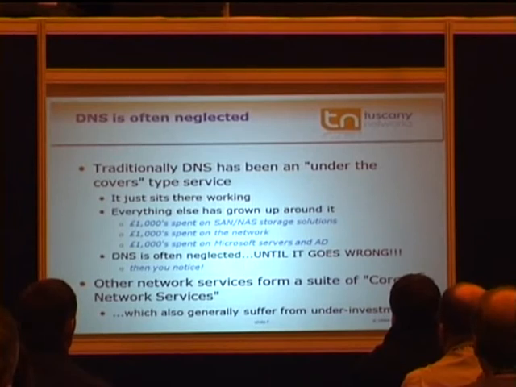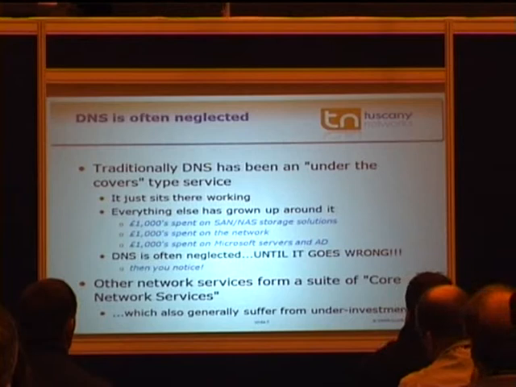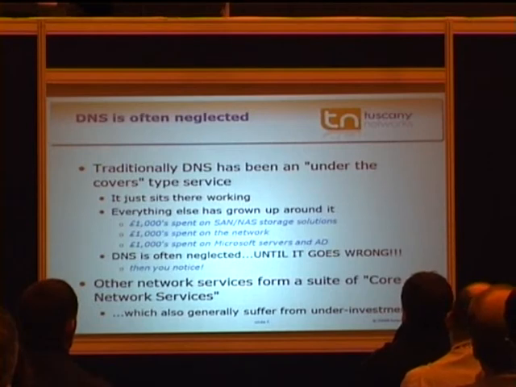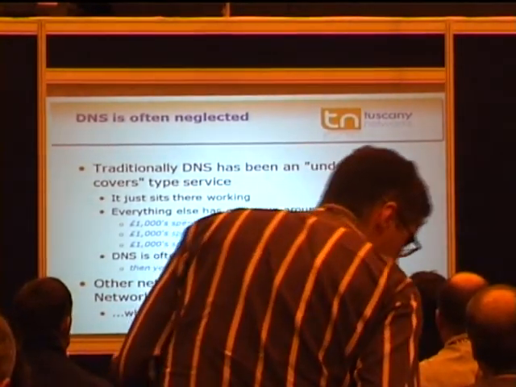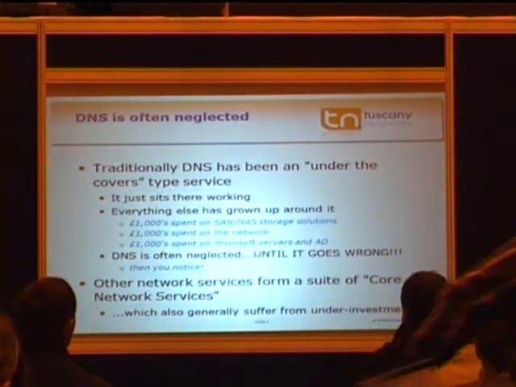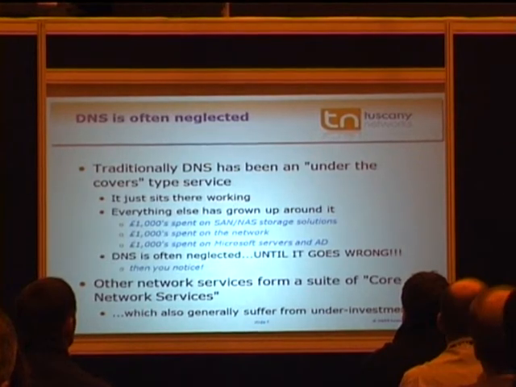Now, one of the problems with DNS is it doesn't generally get much visibility. You tend to find that IT departments spend lots and lots of money on their core network infrastructure, their SAN, their storage solutions, Microsoft or their Active Directory environment. DNS just sits there in the background, just working, doing its stuff, until something happens, and if it goes wrong, that's when you really notice. So DNS typically gets neglected. It just tends to sit there doing its job.